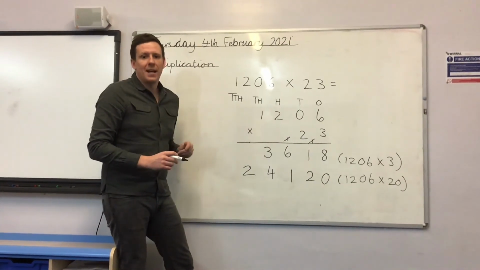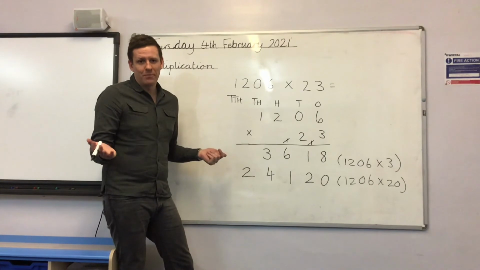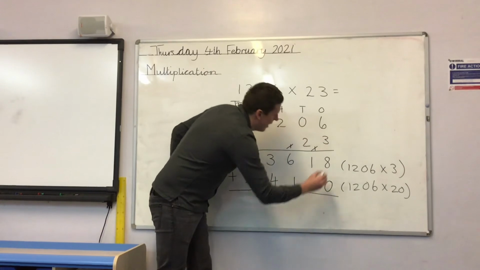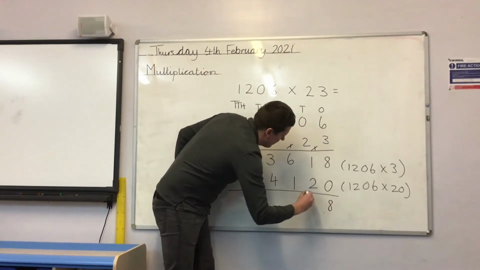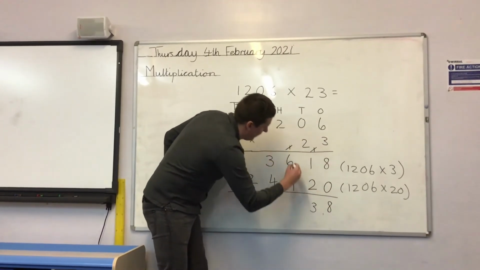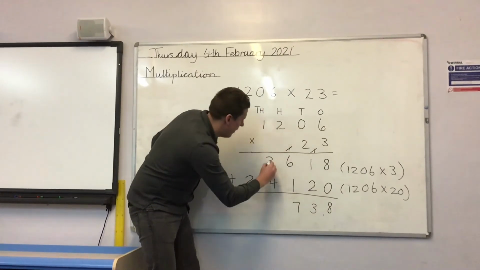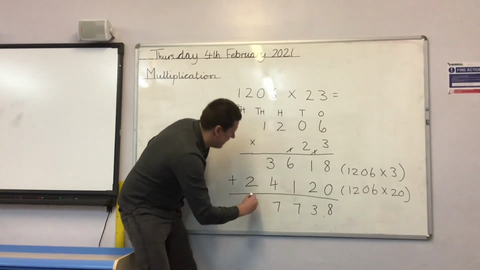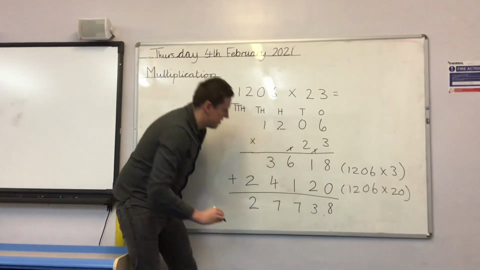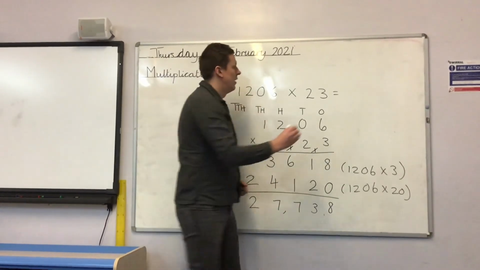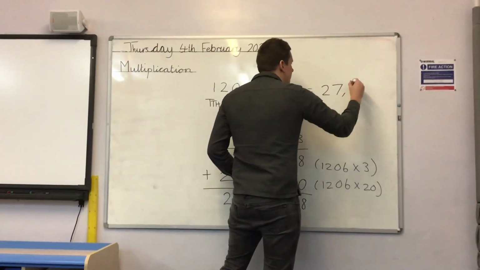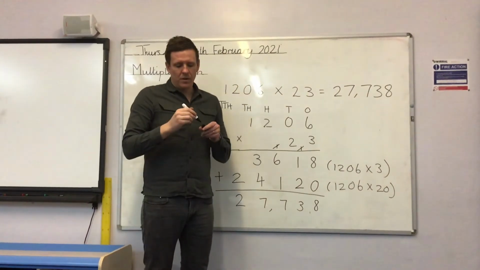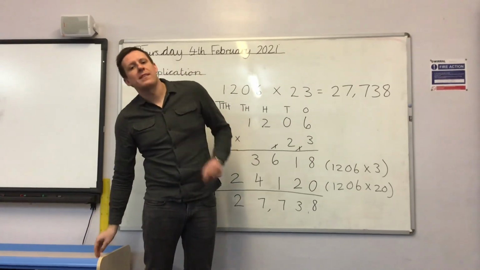Now I've got the 2 parts to my answer. What do I need to remember to do? That's right, Year 5, add them up. 8 add 0 is 8, 1 add 2 is 3, 6 add 1 is 7, 3 add 4 is also 7, 2 add nothing in this column is 2. So my answer is 27,738. We've posted some examples for you to complete online.